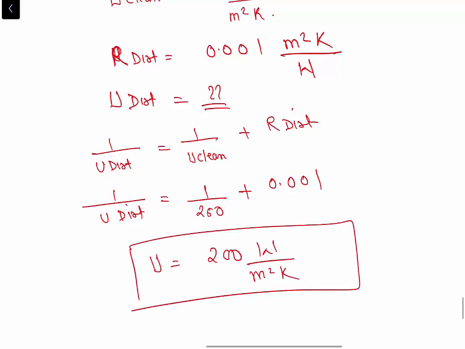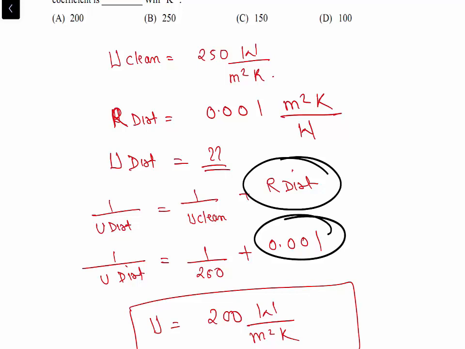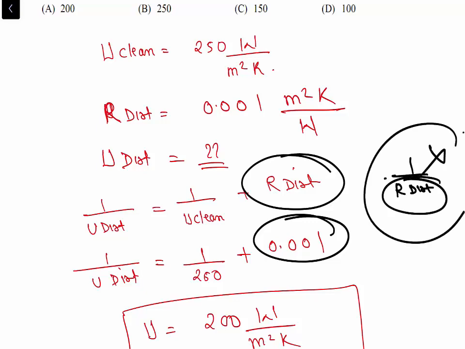Here you have to just see that the mistake should not be in the form of unit. Don't put it as 1 by R dirt. This is the mistake that most of the students make. So you have to see the units actually.